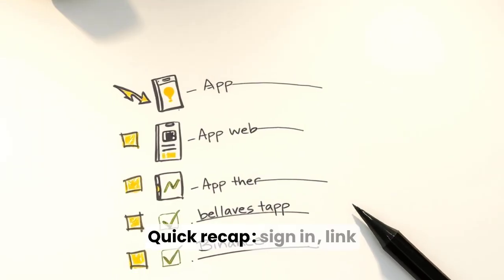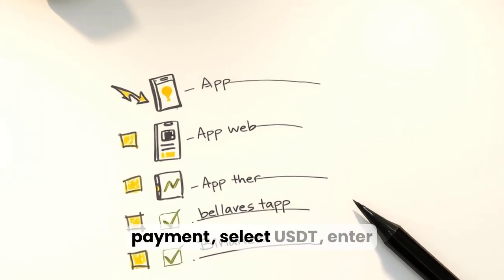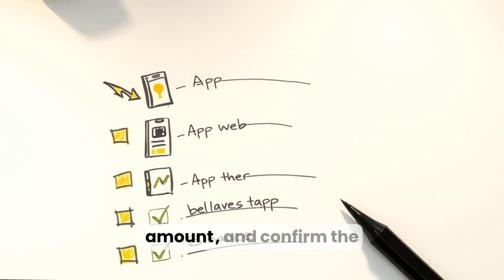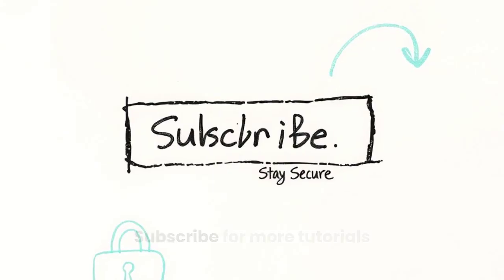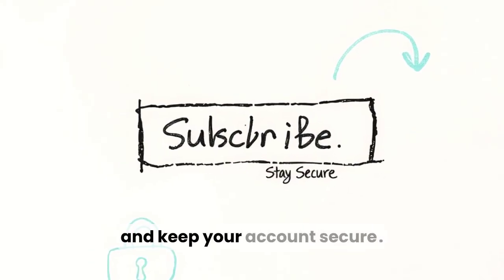Quick recap: sign in, link payment, select USDT, enter amount, and confirm the purchase.